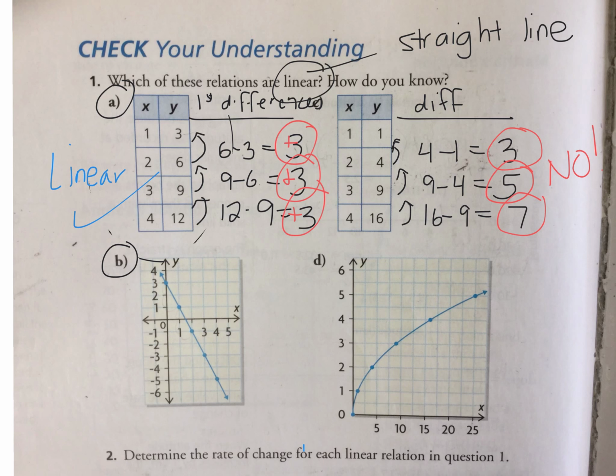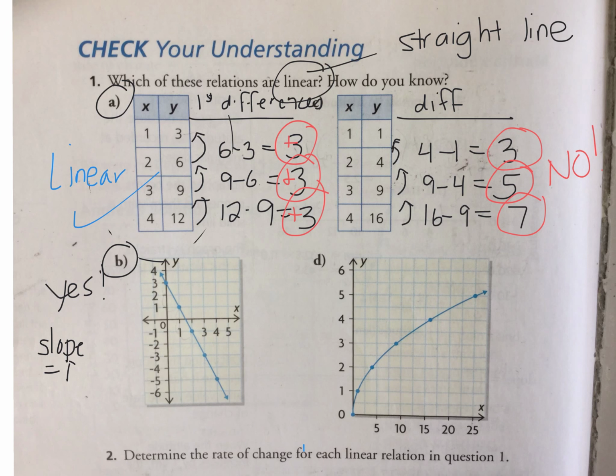Now let's look at B. Just looking at it, is it a linear relation? Yes. How do you know? It's a straight line. Okay? I want you now to tell me, what is the rate of change? What is the slope of this line? So we're trying to figure out what the slope is equal to.